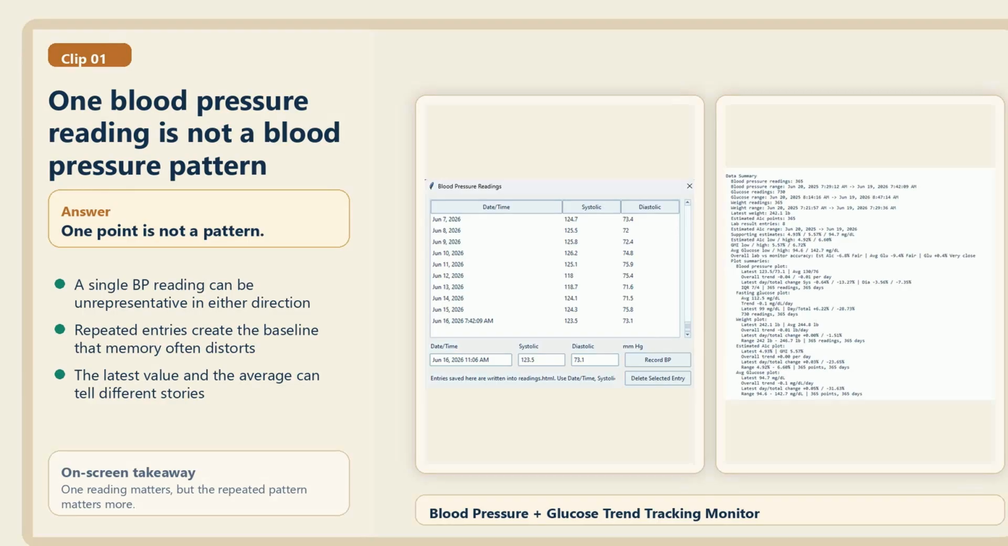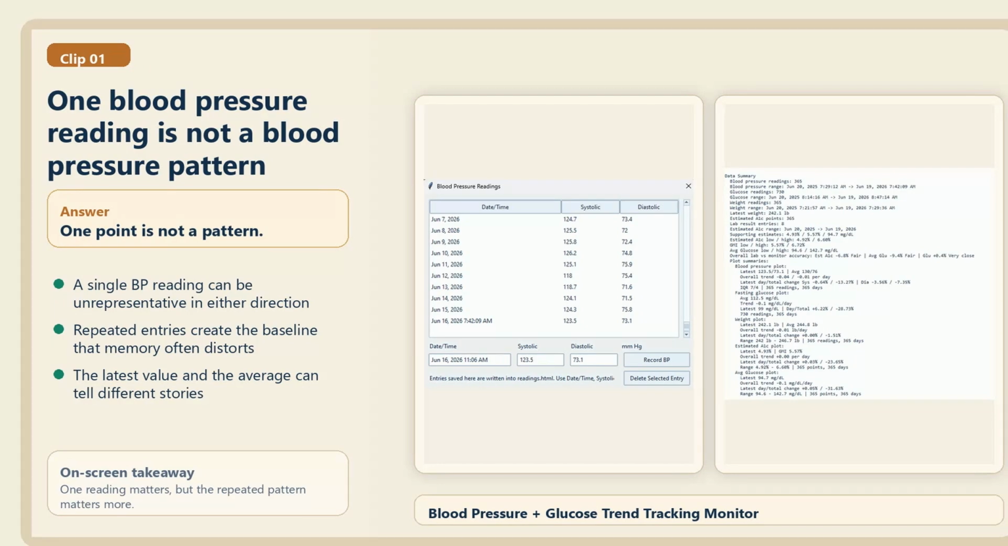Start with the entry screen. It records repeated systolic and diastolic readings over time, which matters because one number can be unusually calm, unusually high, or simply out of character for that week. If you only remember the latest reading, you may think your blood pressure is better or worse than it really is. The app depends on a series, not a single point, because the real question is what your blood pressure has been doing across repeated days, not what happened during one isolated measurement.